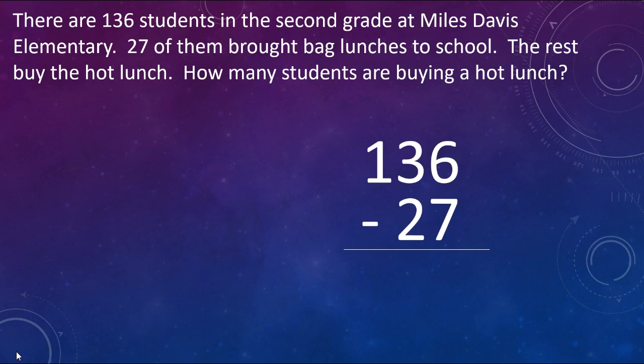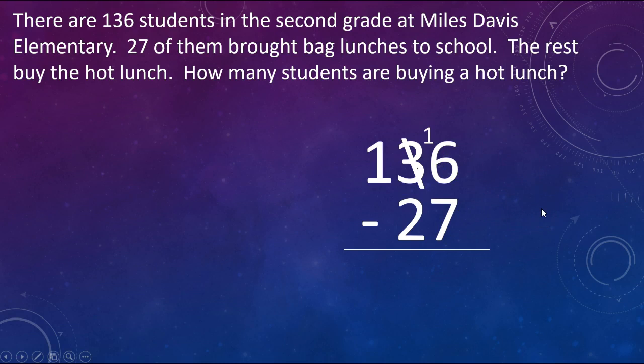So how are we going to figure this out? I set this up vertically. And I've got my ones in line, my tens in line, and my hundreds. Can I take 7 away from 6? No, I cannot. So I need to take 10 from the 3 and give it to the 6 to make it 16. What is 16 minus 7?